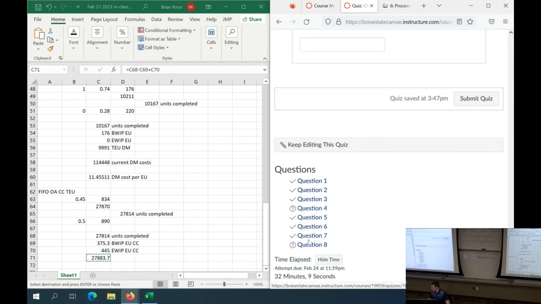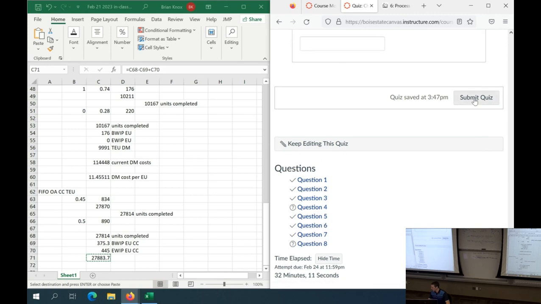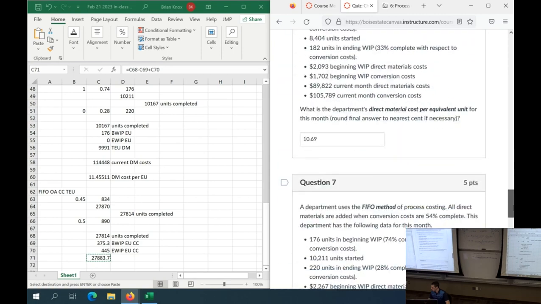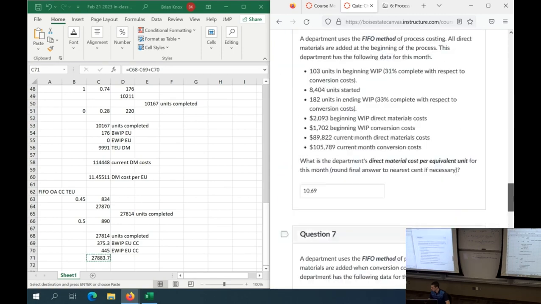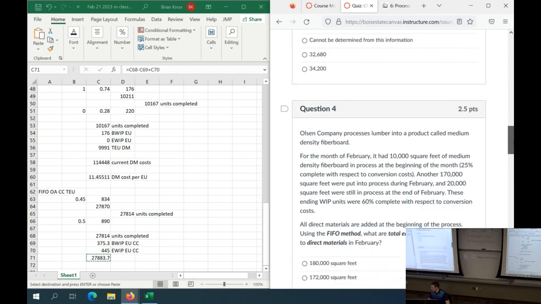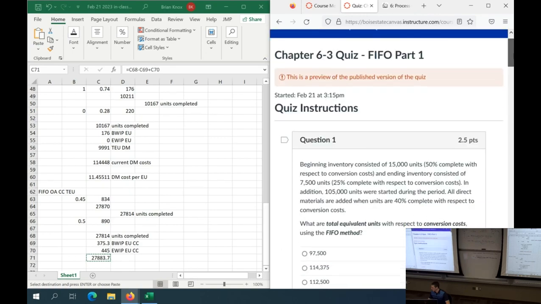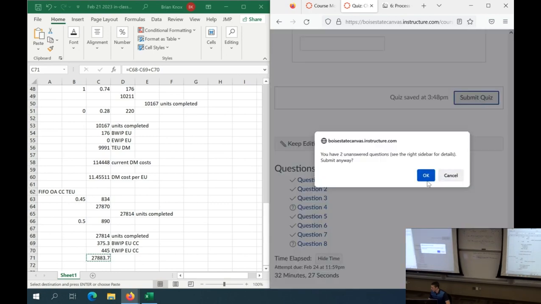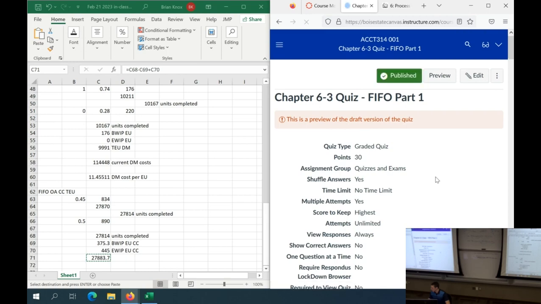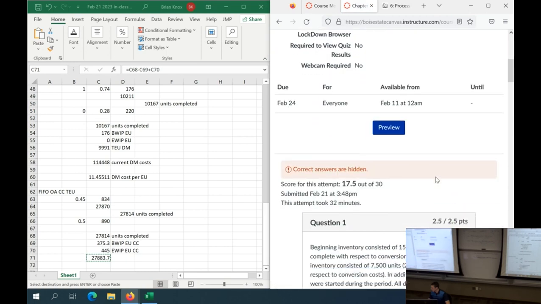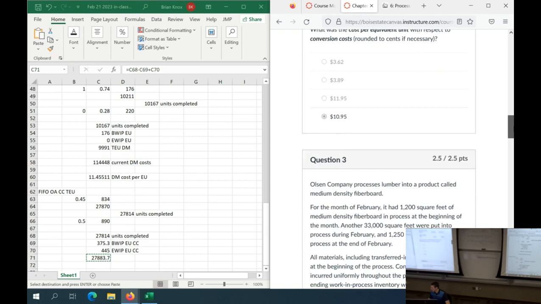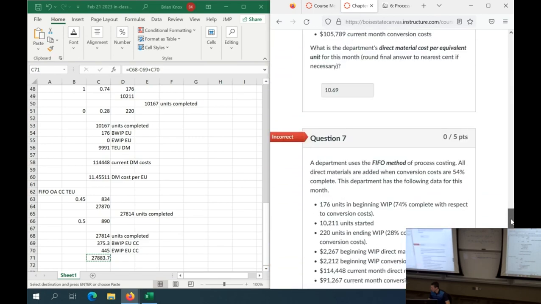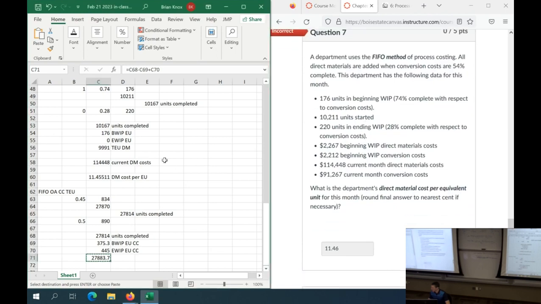Okay, looks like we answered 6 of the 8 questions. 5 points each. We skipped one 5-point question and skipped one 2.5-point question. So we should get 22.5 points on this if we got them all right. We got 17.5. Where did we get things wrong? Or did I count it up wrong? Skipped that one. Skipped that one. We didn't like 11.46. What did we do wrong here?